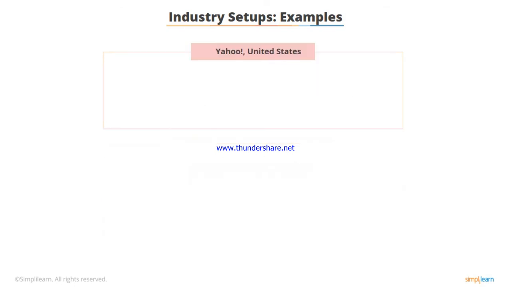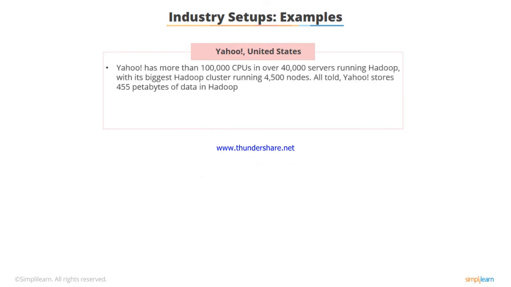Yahoo, United States. Yahoo has more than 100,000 CPUs in over 40,000 servers that run Hadoop, with its biggest Hadoop cluster running 4,500 nodes. All told, Yahoo stores 455 petabytes of data in Hadoop. That's huge. It is approximately 4 times larger than Facebook's beefiest Hadoop cluster.